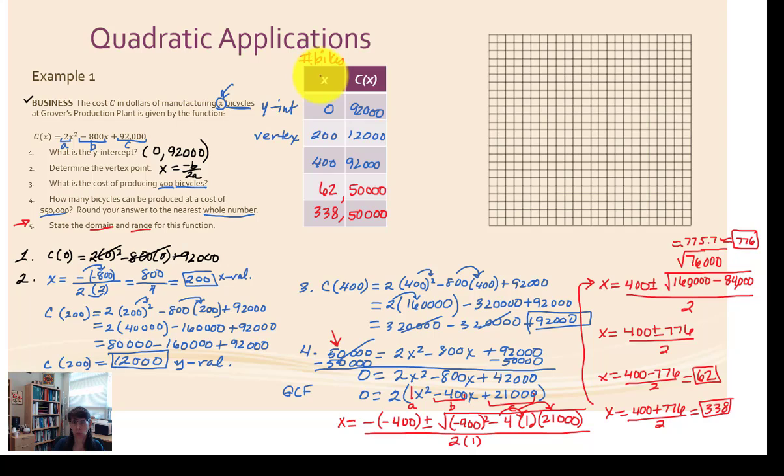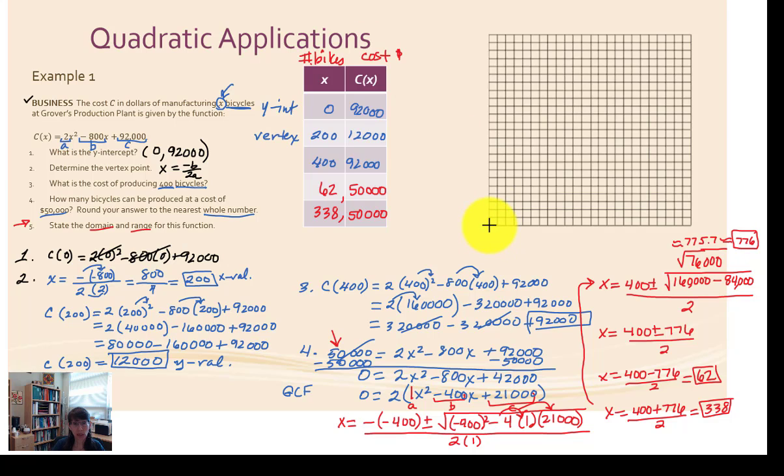So negative bicycles would not make sense. Only 0 bicycles or a positive number makes sense. So that helps us think about domain. Must be 0 and going to larger numbers. Cost in dollars is our output. Would you have a negative cost involved with making these bicycles? It's not going to cost negative dollars to manufacture these bicycles. So we're looking only at positive values.